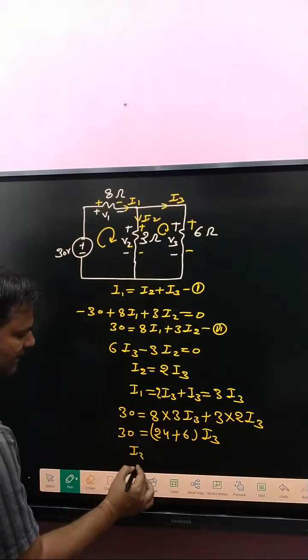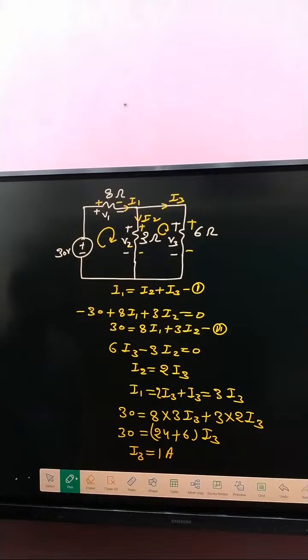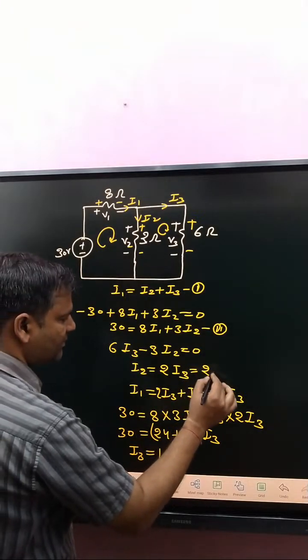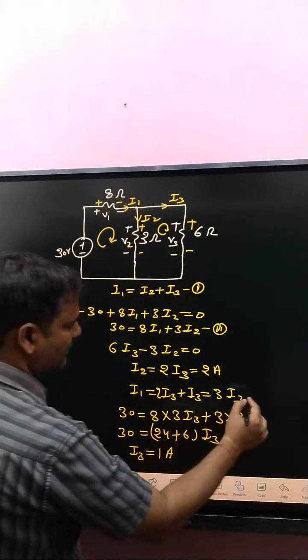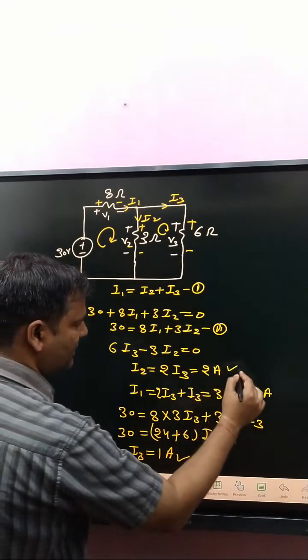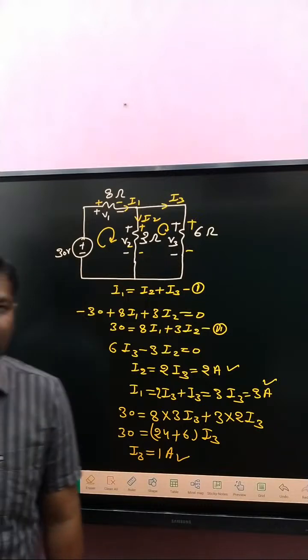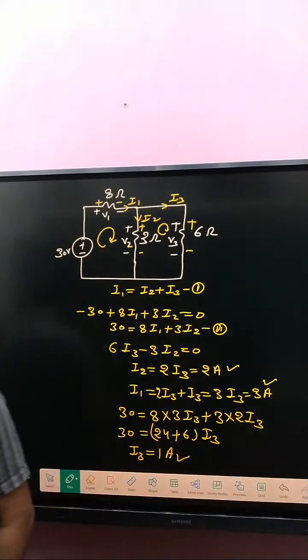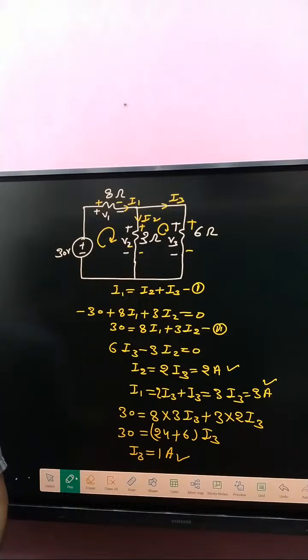So what about I3? I3 is how much? 1 ampere. So what about I2? That is 2 ampere. Okay. What about I1? That is 3 ampere. I1 is 3 ampere, I2 is 2 ampere, and I3 is 1 ampere. Is it the right answer? Make it. If anyone faced any problem, then tell me, comment. I3 is 1 ampere, right?